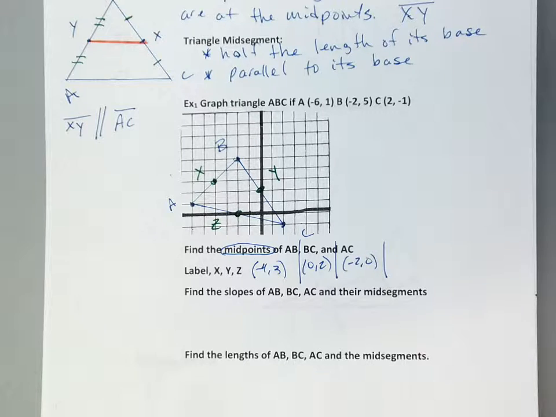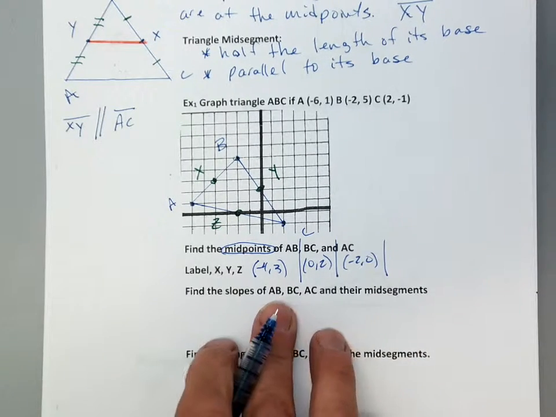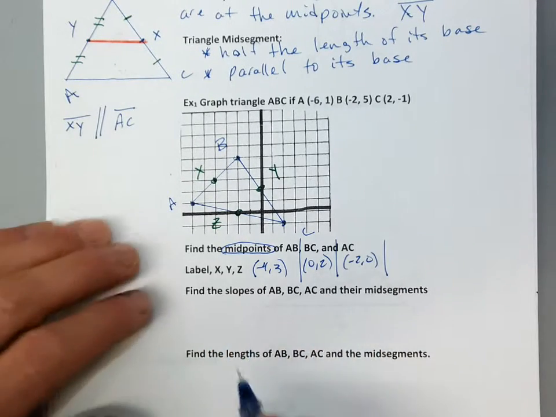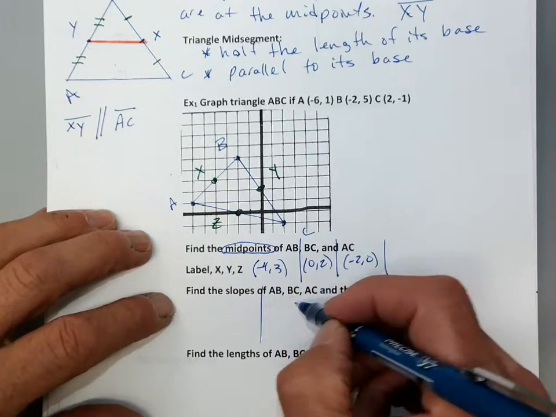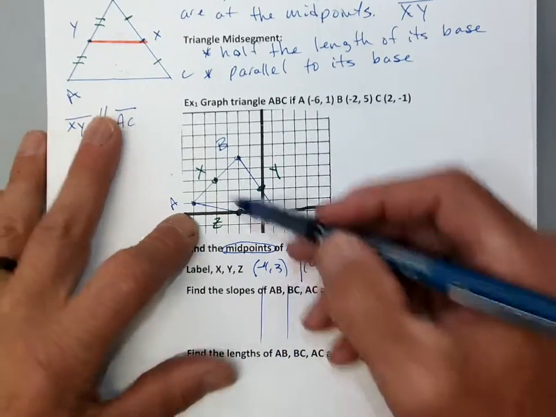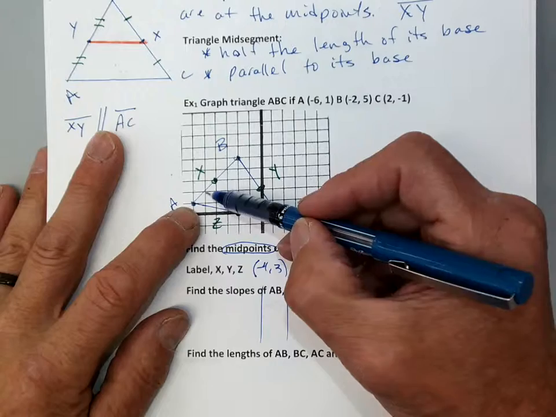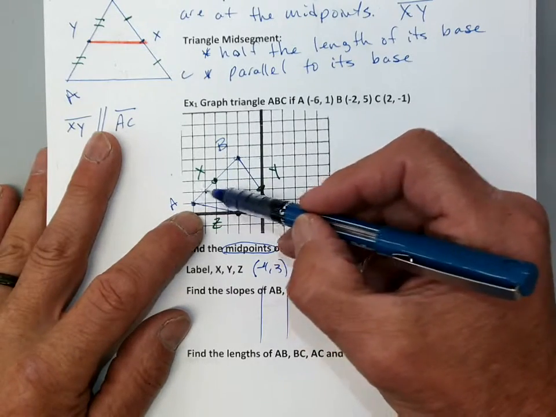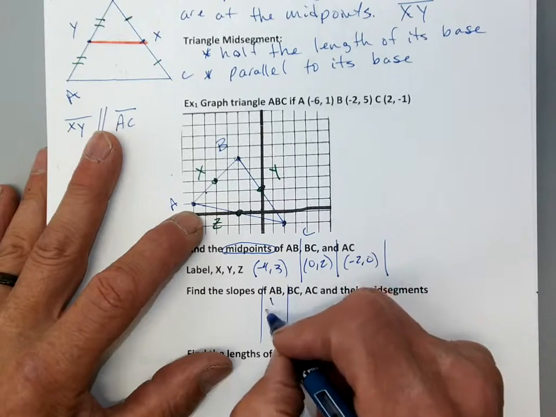Okay, now let's find out what the slopes of these are. If I want the slopes of AB, BC, and AC, let's just count them. So the slope of AB, let's figure out what that is. AB is going to be up. Looks like it's up 1 over 1, up 1 over 1, up 1 over 1, up 1 over 1. So the slope of AB is 1 over 1.